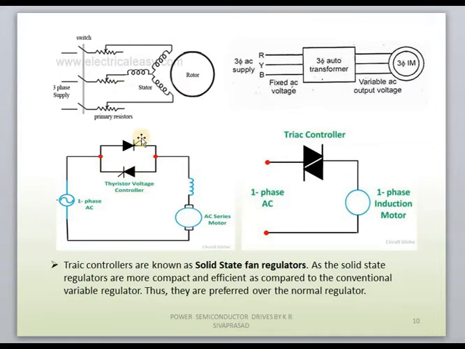Thyristor method, here we are using an anti-parallel connection of the thyristors to produce a variable output voltage. It is nothing but AC voltage regulators. The same operation we can do by using a triac also.